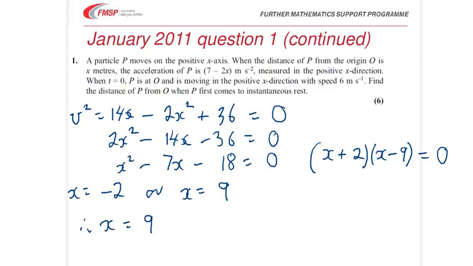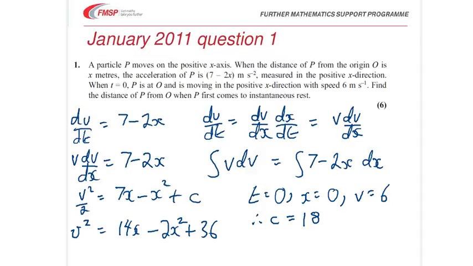Okay, let's look at the mark scheme for that. There was an M1 mark for writing v dv by dx, and then a method and 2 accuracy marks for doing the integration and finding the c. Well, 1 method mark for this, and a total of, that's right, 2 accuracy marks.